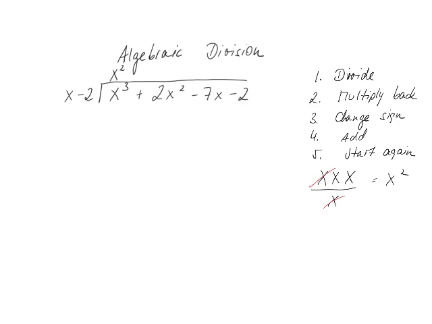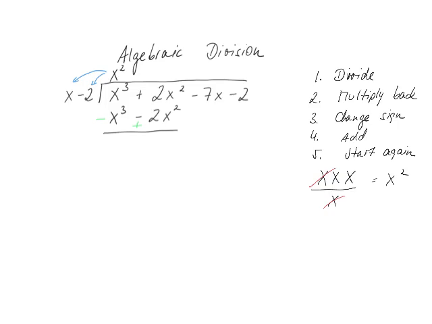So our next step is multiply back. So what I multiply now is this and this. I go x squared times x is x cubed, so it's the same thing again. And then x squared times minus 2 gives me minus 2x squared. Okay, so our next step is change the sign. So what does that mean? Here for the x cubed, if there's nothing there, it's like a plus, so I change it to a minus. Here I have a minus, and I change that to a plus.